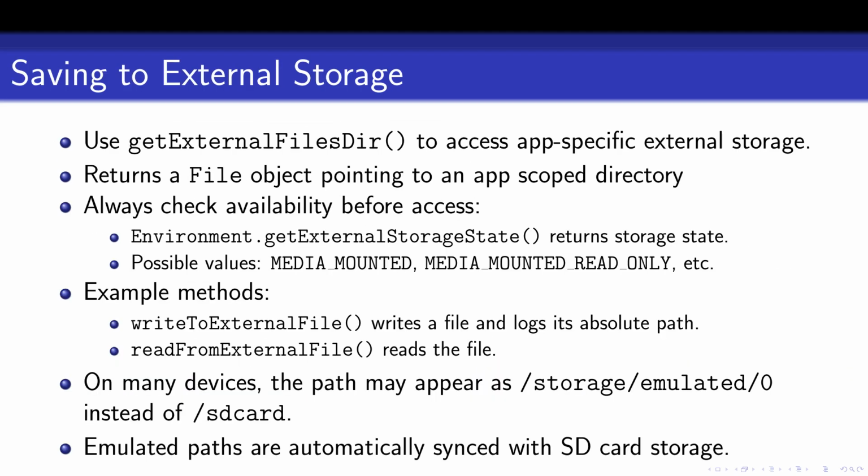External storage requires checking availability with getExternalStorageState. This code snippet writes to and reads from a file in the app's external directory, ensuring data is stored only when the storage is mounted. This method supports larger files and scoped access, making it suitable for apps needing extensive storage.